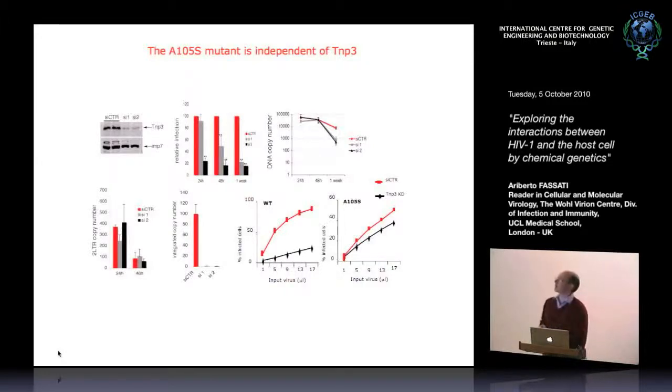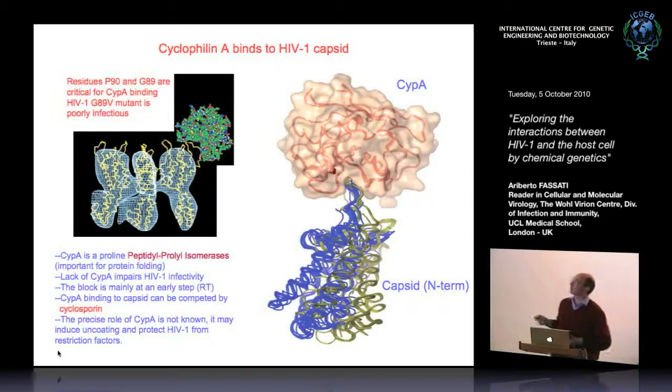We can come back to this later. OK, so I told you about cyclophilin A. This binds to capsid, to this little loop here, a position centered around position 90, more or less. Here it is. And we think it is somehow playing a role in uncoating, you know, the initial step when the capsid core is lost. But nobody really knows exactly how it works.